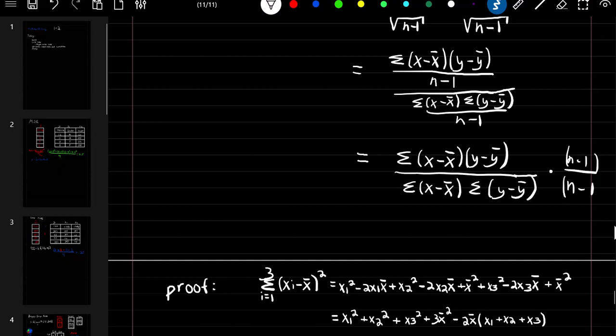So what you're left with is just the summation of x minus x bar times y minus y bar over the summation of x minus x bar times y minus y bar. So no matter what value we use for n, the correlation won't change, which is why there's no unbiased correlation.